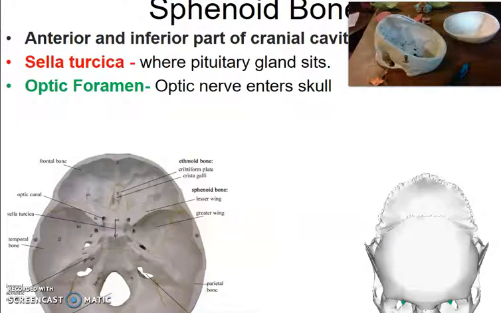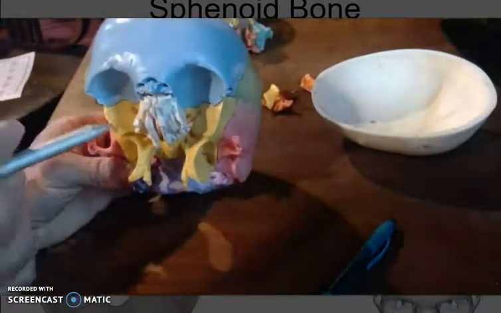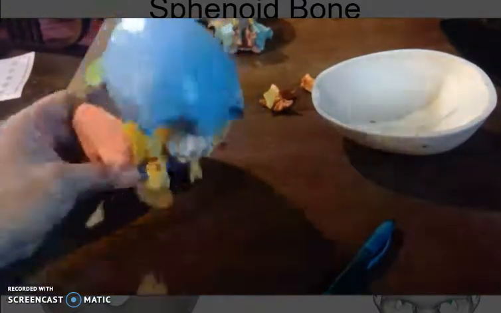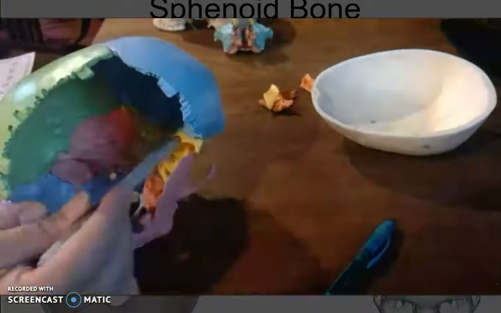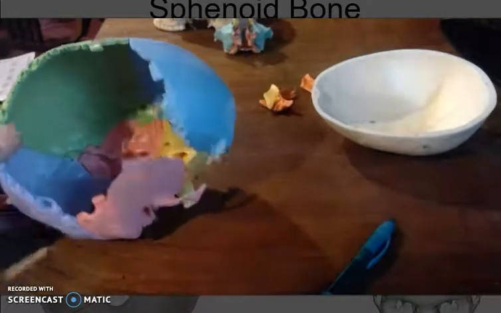Sphenoid bone. The sphenoid bone is an awesome bone. It has so many cool landmarks in it. So the sphenoid bone is this yellow bone right here. It sort of looks like the crystal skull, doesn't it, in this view? And it has a lot of foramina. If I turn it around this way, the sphenoid bone is the yellow bone inside. And it just has some awesome structures in it.